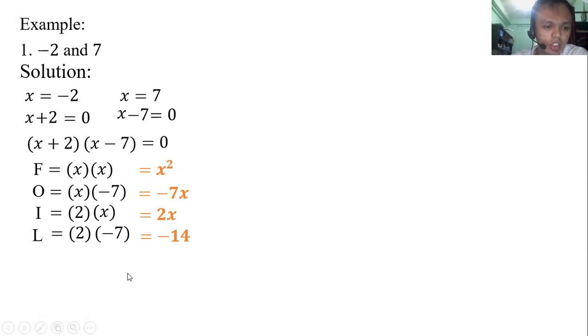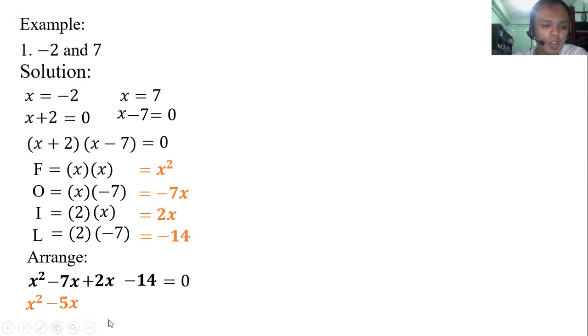Now, let's arrange it in descending power of x. First, we have x squared. Next is negative 7x plus 2x minus 14. Add the similar terms, negative 7x plus 2x. That would be equal to negative 5x minus 14 equal to 0. So this will be the quadratic equation: x squared minus 5x minus 14 equal to 0. So it's easy. Another one.